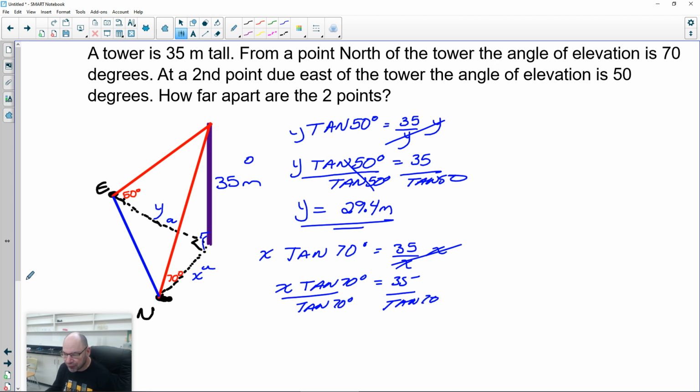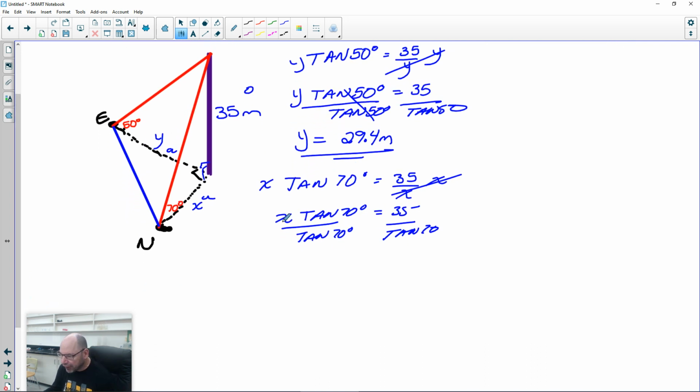Okay, so that's going to give us our value for x. So 35 divided by tan 70. So I get 12.7. The other one was quite a bit longer. Let me double check that to make sure I didn't times it instead. Let's do that one again. 35 divided by tan 50. Nope, I did it right. Okay, just double checking because this one's significantly bigger than the other, but that's okay.